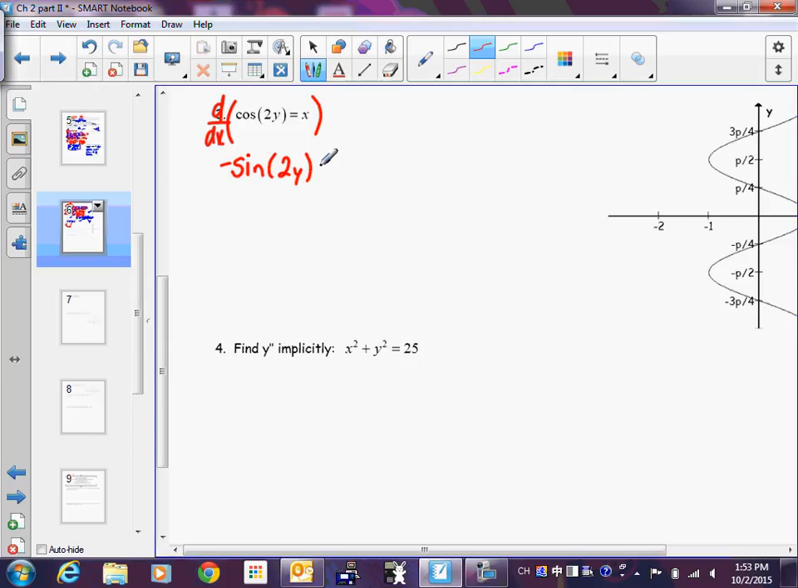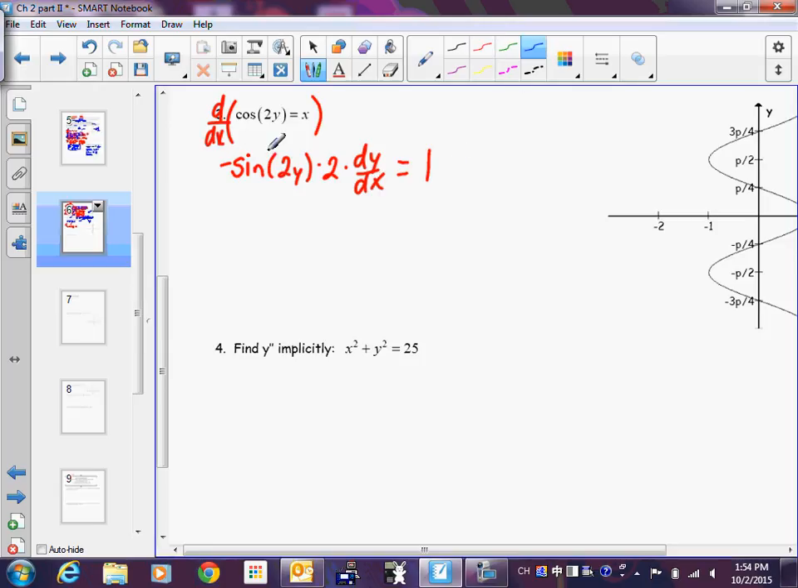Keep the inside the same, times, now we go derivative of 2y, which would be 2. And since I took derivative of 2y, then I write my little dy over dx. And that's all there is to do on the left side. So even though this is trig, there's a lot less steps. Okay, what about the right side? Just a 1. Do you need a dy over dx? No. No, you only do that when you derive y terms.